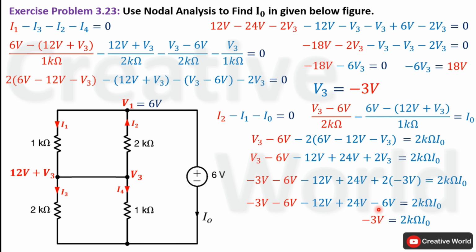Here minus 6 volt and minus 6 volt will become minus 12 volt. Minus 12 volt and minus 12 volt will become minus 24 volt. Minus 24 volt and plus 24 volt will cancel out with each other. Only minus 3V will left. Now in order to calculate the value of I0, divide on both sides with 2 kilo ohm. So the value of current I0 will become minus 1.5 milliampere.